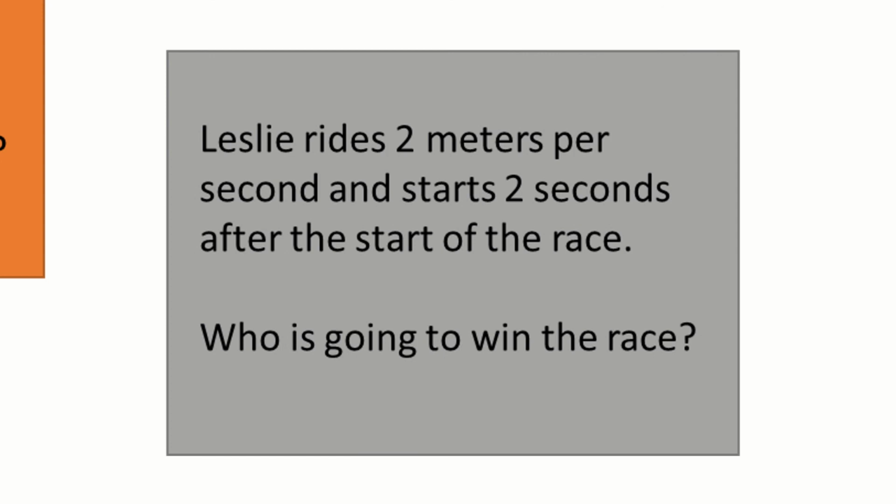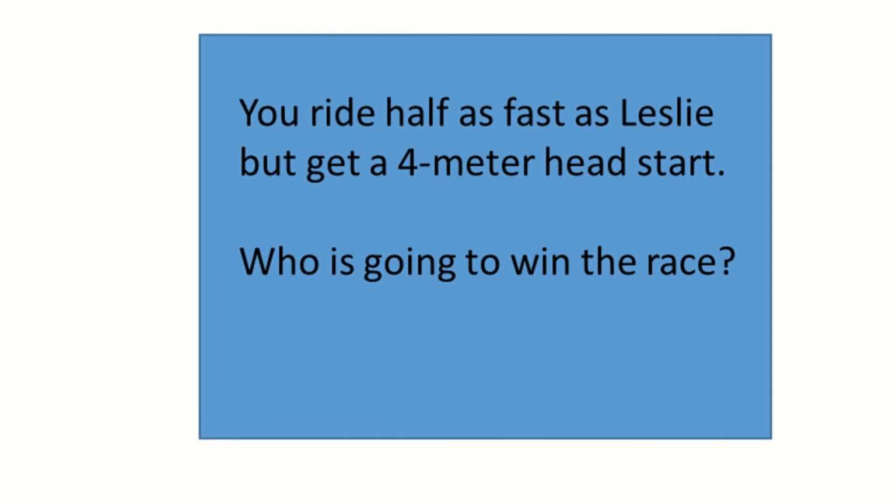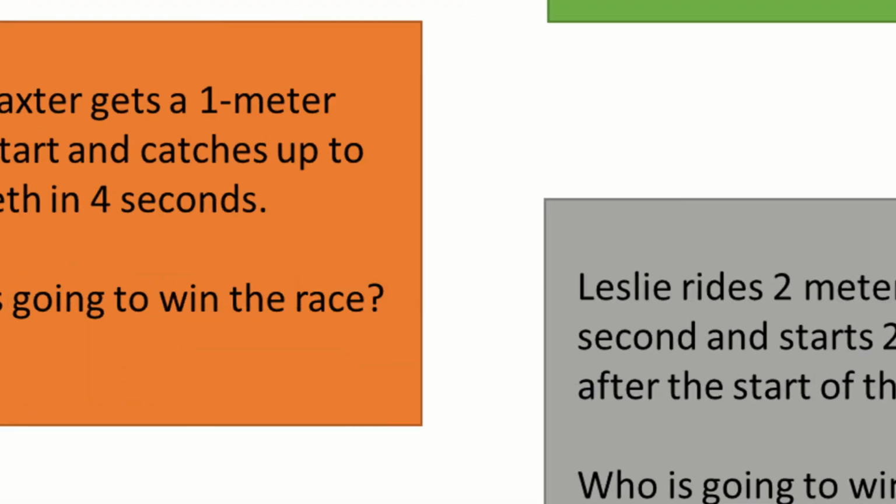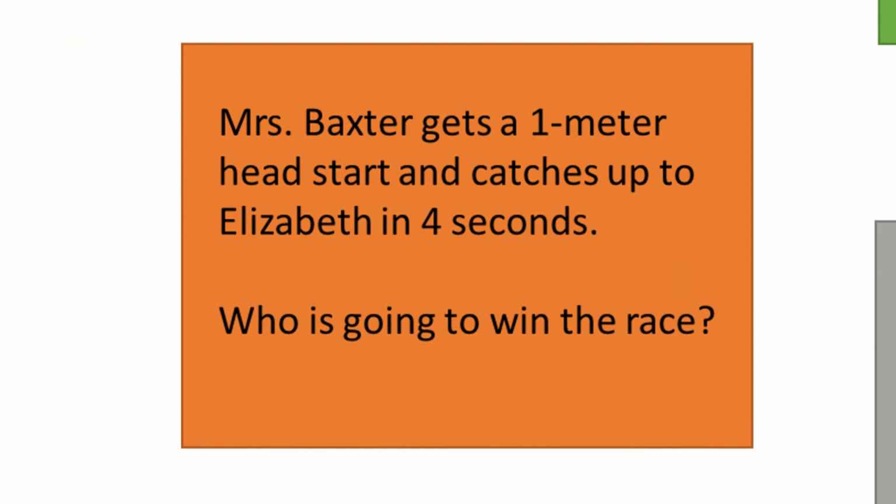Leslie rides 2 meters per second and starts 2 seconds after the race starts. That's interesting. She is not going to start right when everyone else does, but 2 seconds after the race starts. So she's just going to hang out at the beginning for 2 seconds and then start her race. You ride half as fast as Leslie, but you get a 4-meter head start. And there's one person I forgot way back over here, Mrs. Baxter. Mrs. Baxter gets a 1-meter head start and catches up to Elizabeth in 4 seconds.